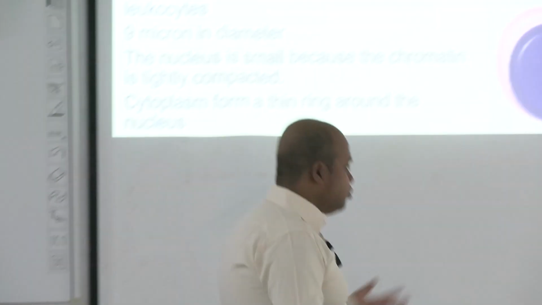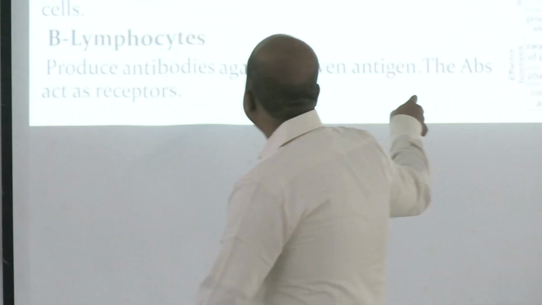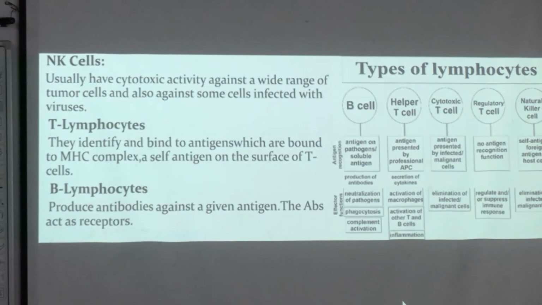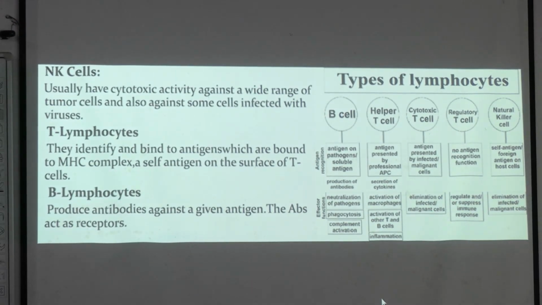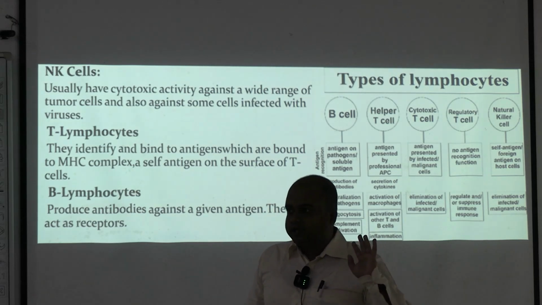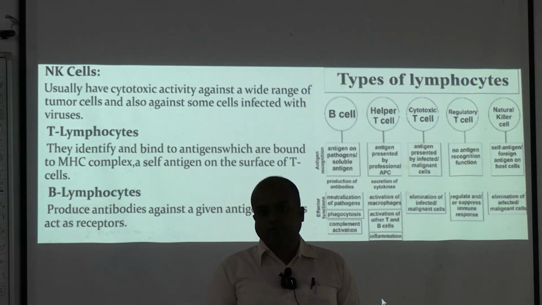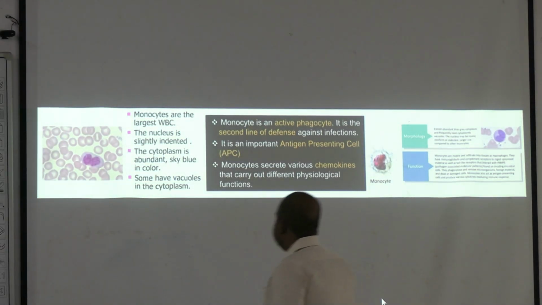Large lymphocytes are the natural killer cells, which are involved in innate immunity, and T lymphocytes and B lymphocytes are involved in acquired immunity. We will discuss that in the immunity section. This is how the lymphocytes look: NK cells, T lymphocytes, B lymphocytes, but T and B lymphocytes can't be identified under the microscope by this staining method. The helper T cells, cytotoxic T cells and B cells we will discuss in somewhat more detail in the section on immunity.